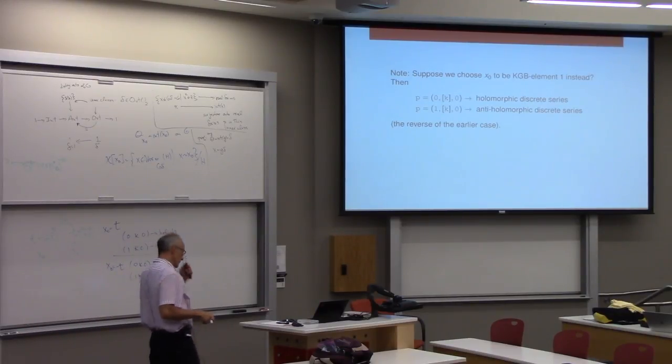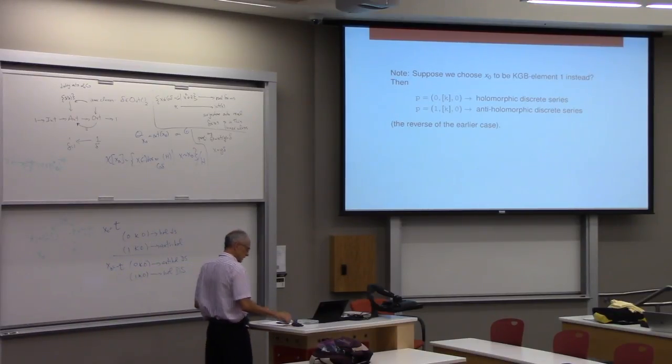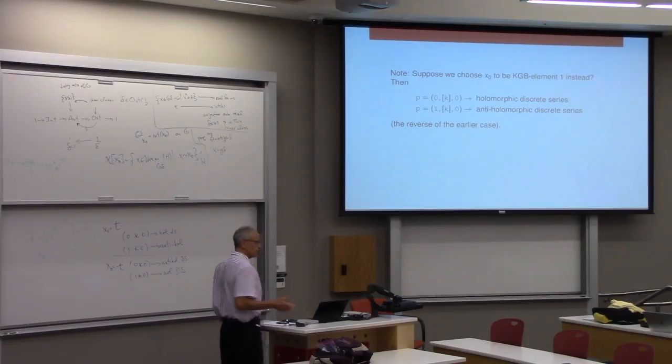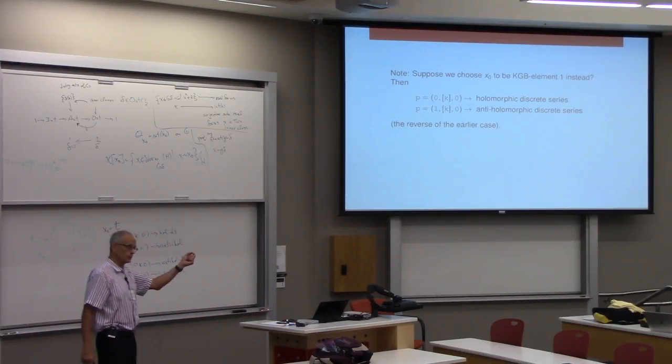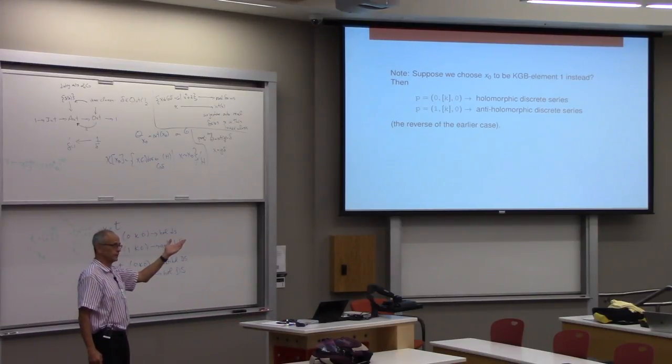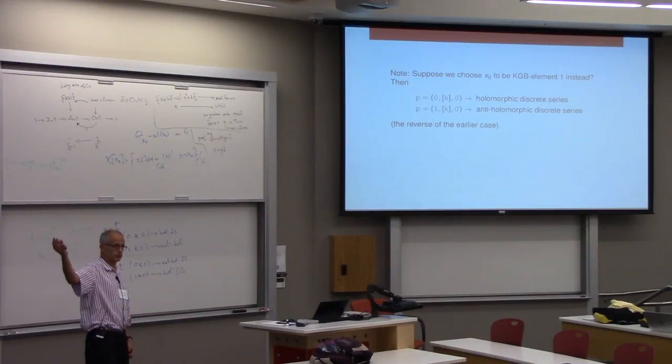And so whenever people ask me about this, I hem and haw, because I have to. You can't unambiguously say this parameter is the holomorphic discrete series and this one is the anti-holomorphic discrete series. There's a further choice that's needed to make that statement precise.